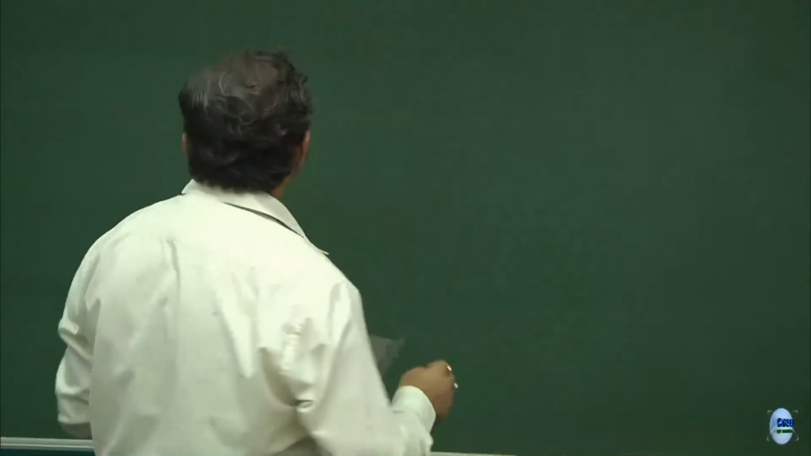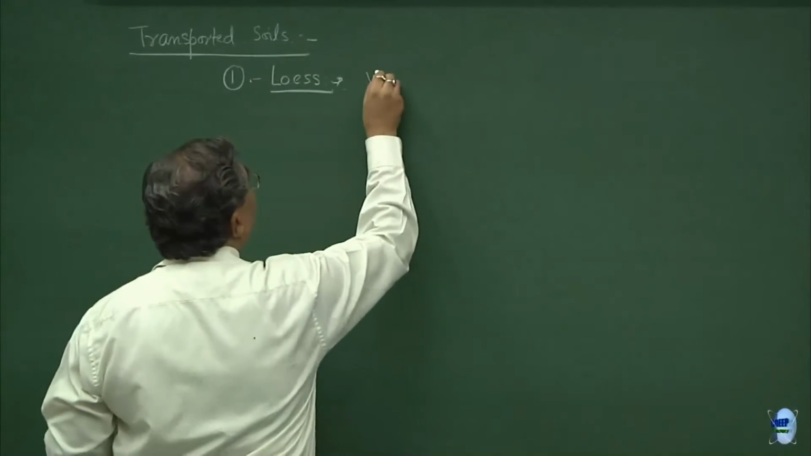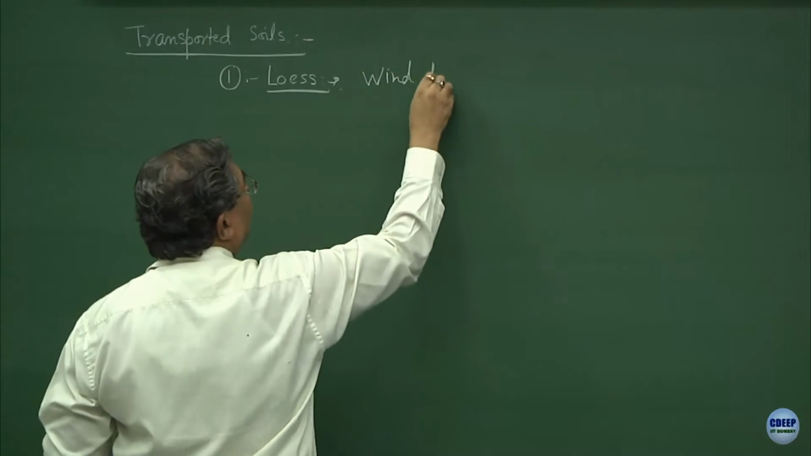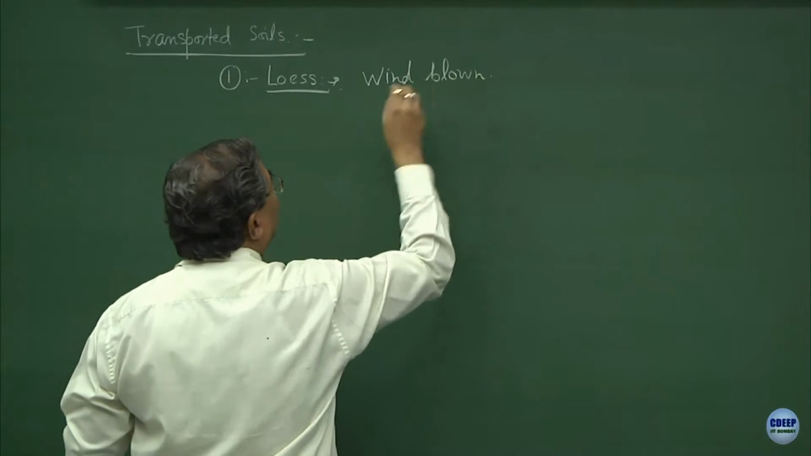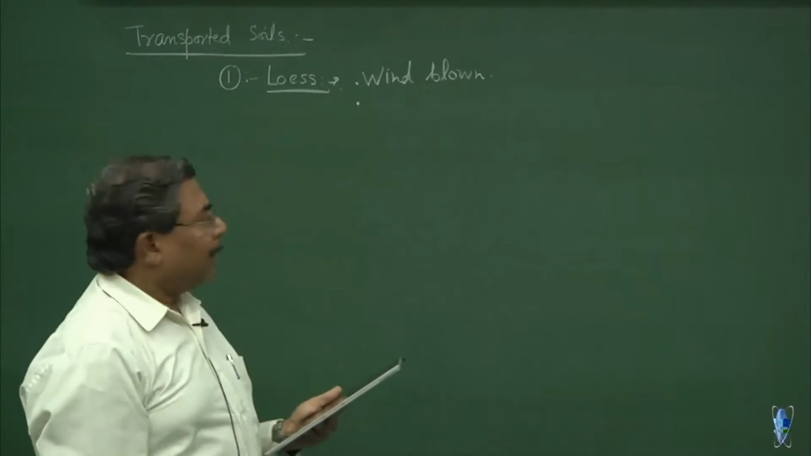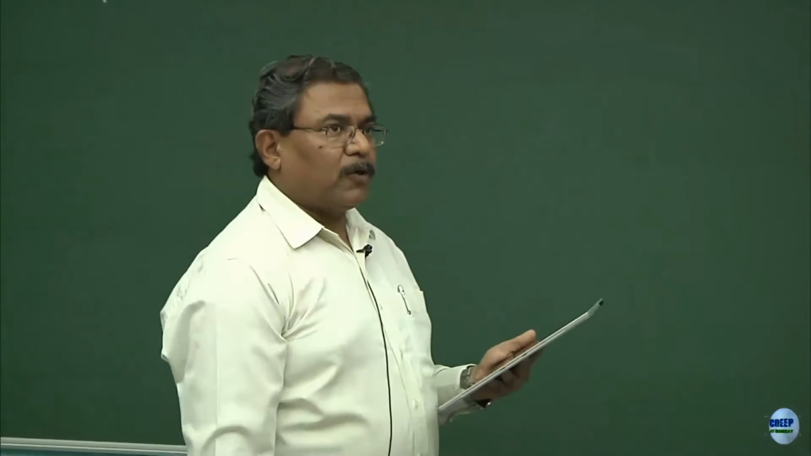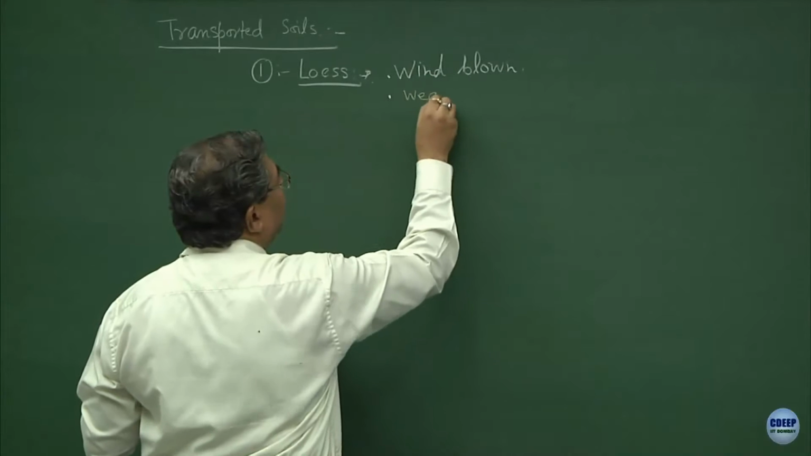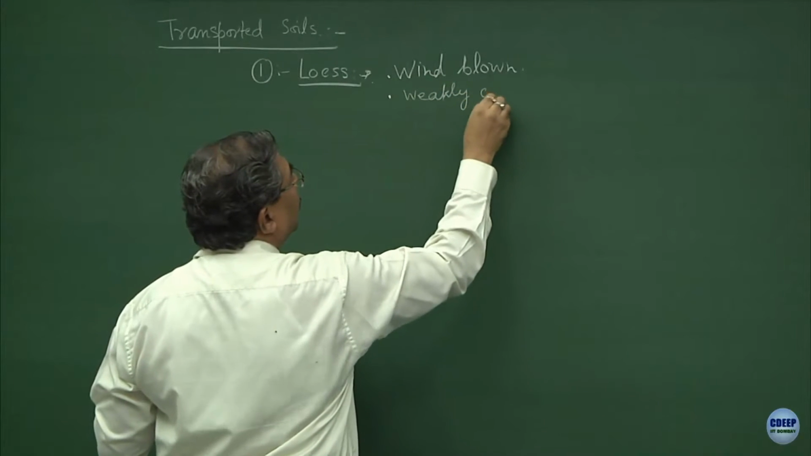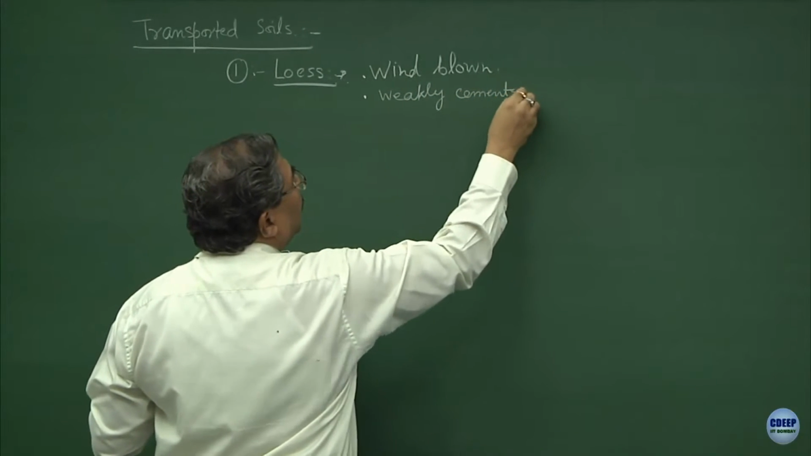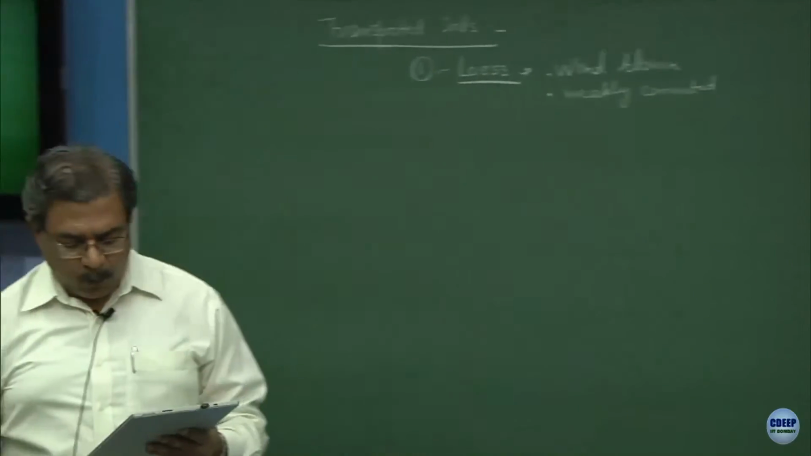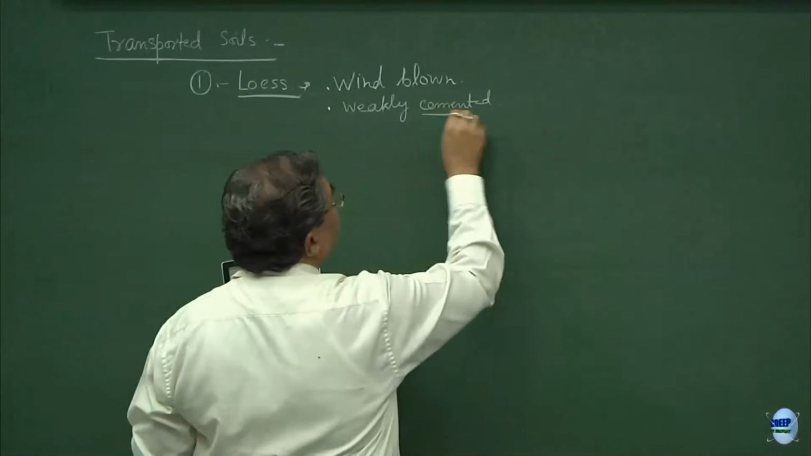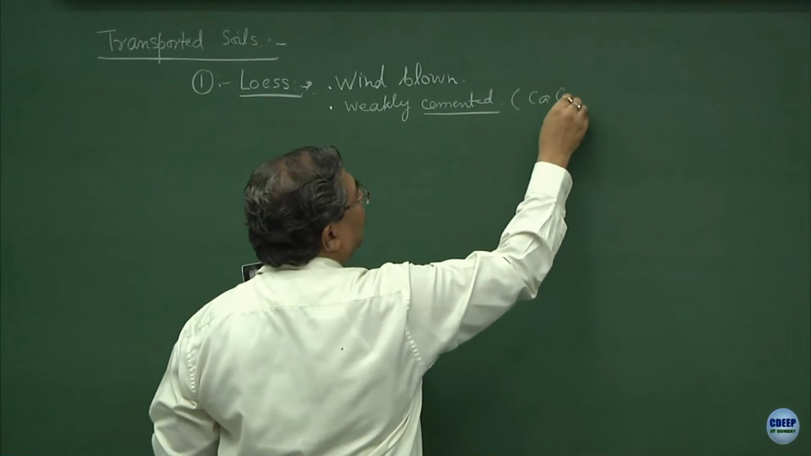So, truly speaking, these are wind blown deposits. Sometimes we also call them aeolian. They are weakly cemented. So, for all practical purposes, these are loose materials. And when we talk about the cementation, mostly this is the calcium carbonate bond.